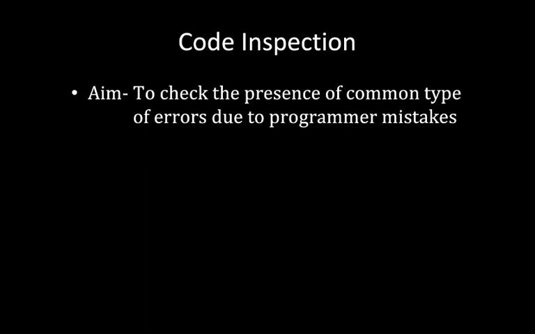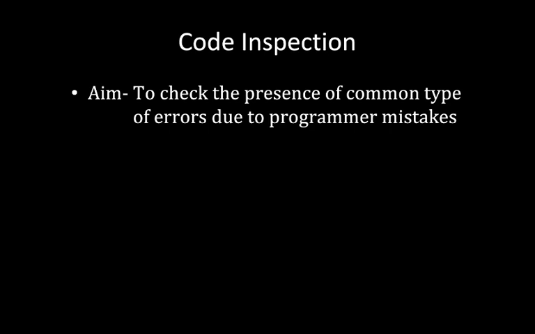Then the second type of code review technique is code inspection. Here we have to check the presence of common types of errors due to programmer mistakes. There are some kinds of errors that usually happen to programmers. For example, if a declaration won't be there, or initialization of some variables won't be there, those kinds of errors might occur in the coding. Those are mistakes committed by the programmer.